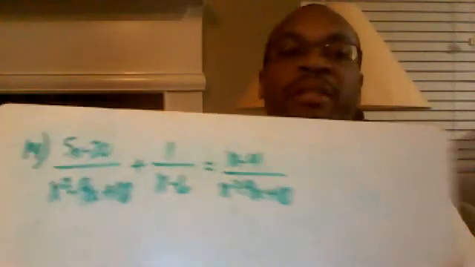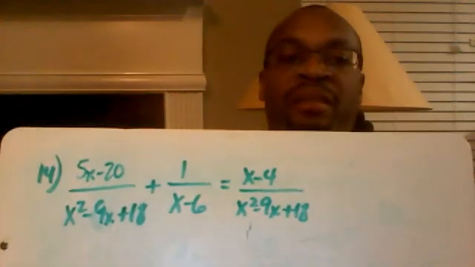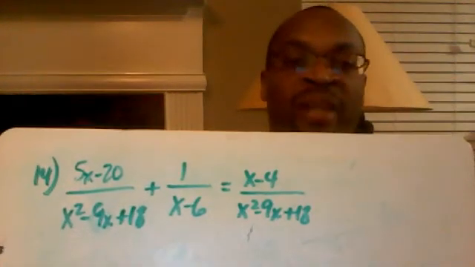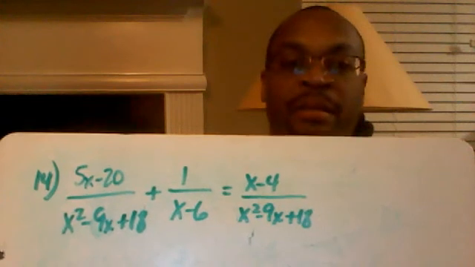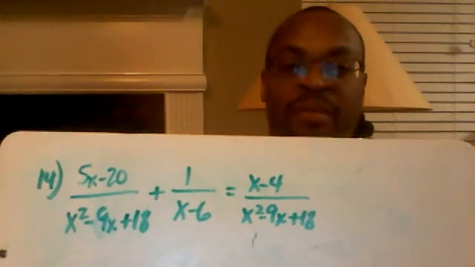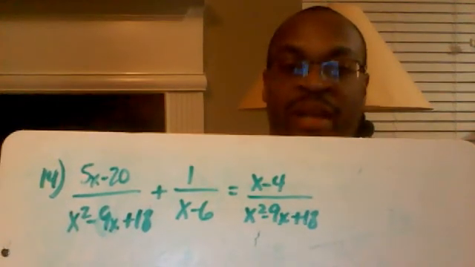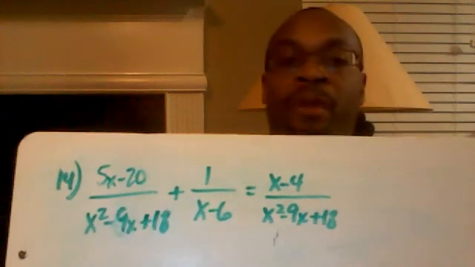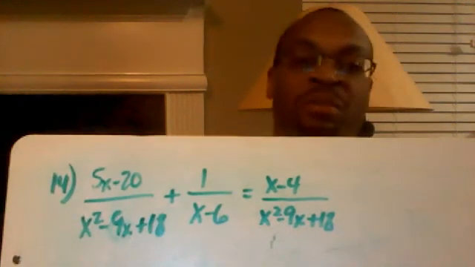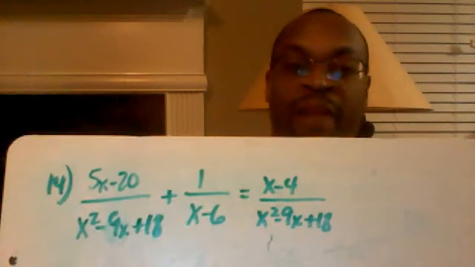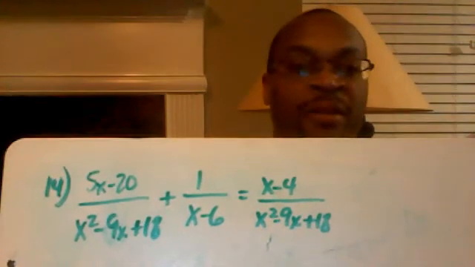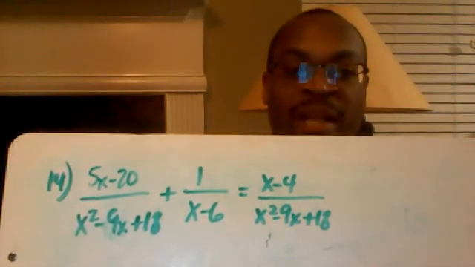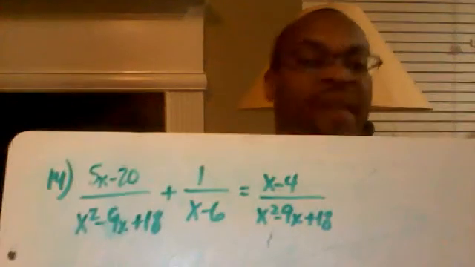Alright, this is 14. 5x minus 20 over x squared minus 9x plus 18, plus 1 over x minus 6, equals x minus 4 over x squared minus 9x plus 18. Alright, your first step: you want to factor everything. Everything you see that's to the second power you want to factor. So that x squared minus 9x plus 18, you first must be able to factor that.